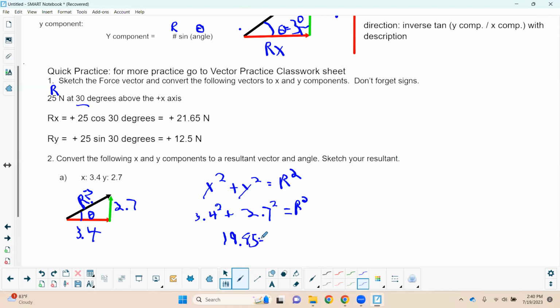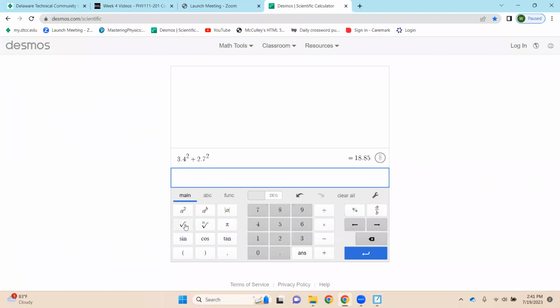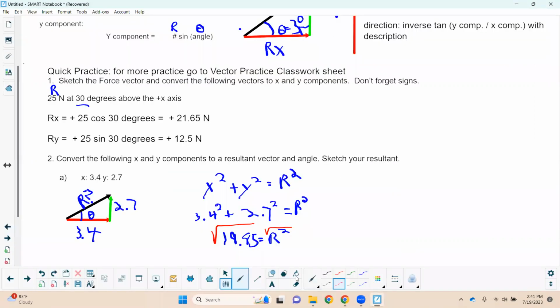We don't want r squared, we just want r. So in order to get rid of a square, you take what's called a square root on both sides. So we're going to hit this button to take the square root. When I hit the square root button of the answer, which is 18.85, I get 4.34. And that is a perfectly good number. If you remember your geometry a little bit, the hypotenuse of a triangle should be the longest of the sides. So we got 4.34.